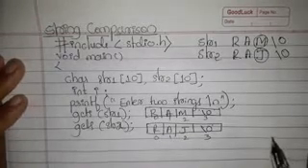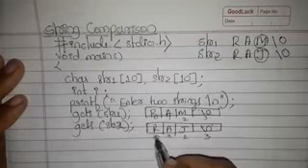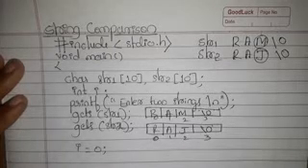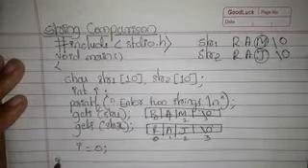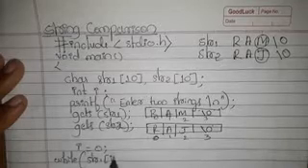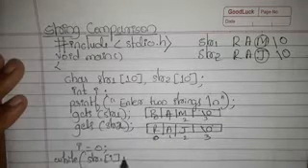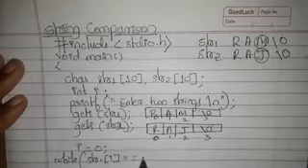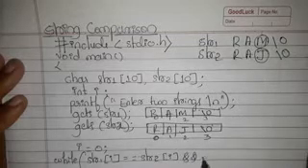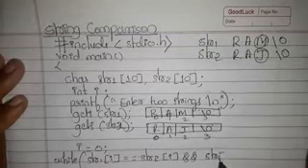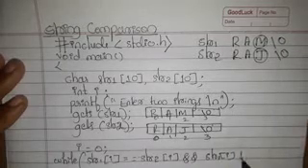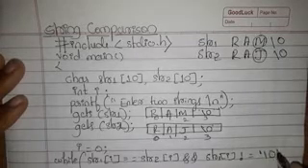Next, what to do? First, I want to refer to the 0th character, so I'll take i equal to 0. Next, I want to compare whether the 0th index character of string 1 is equal to that of string 2, and I also want to check that string 1's 0th character is not equal to null.